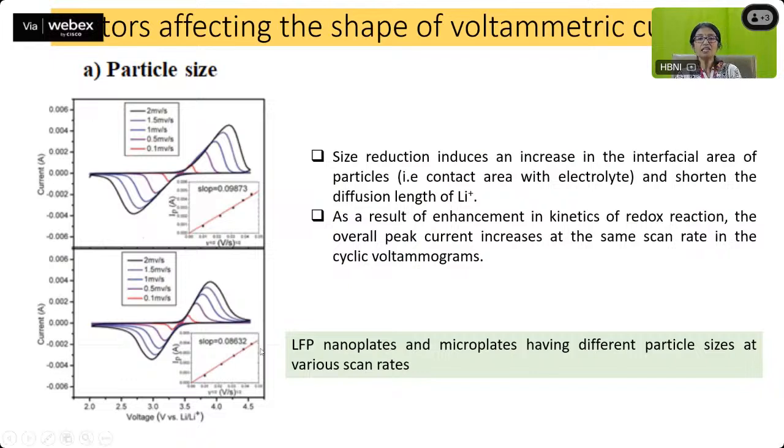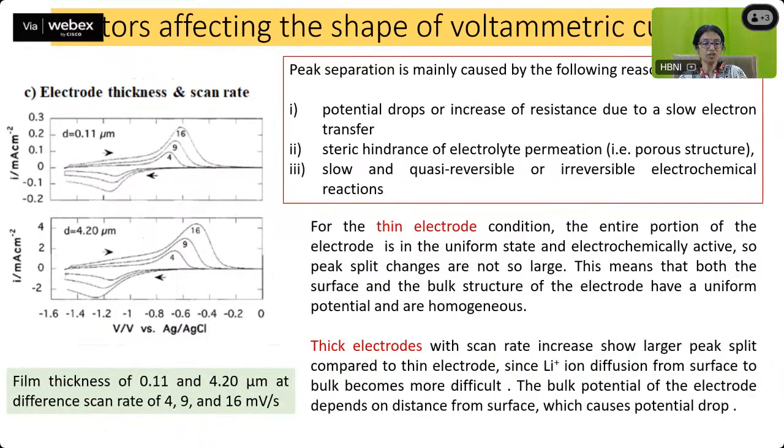If you have lithium iron phosphate nanoplates and microplates having different particle sizes at various scan rates, you will find that this value is definitely much more. When you increase the scan rate, you see how the slope value is changing. Okay. So this shows you that the particle size affects the shape of the voltammetric curves.